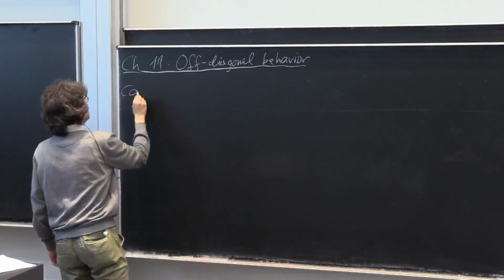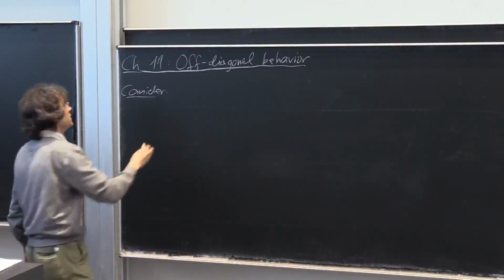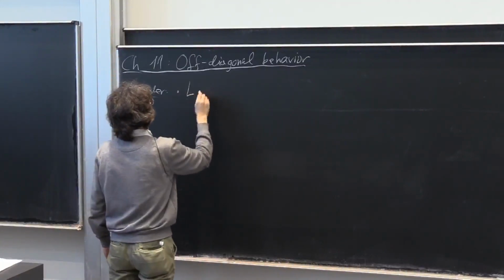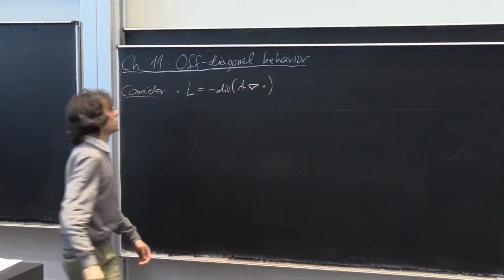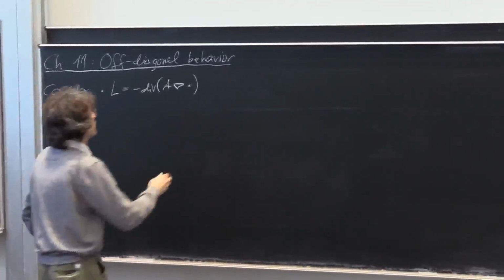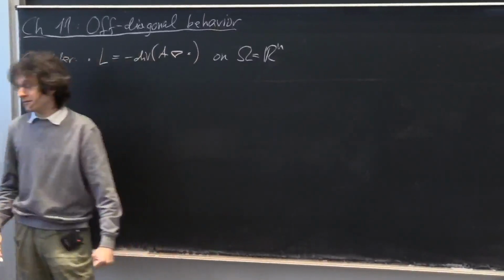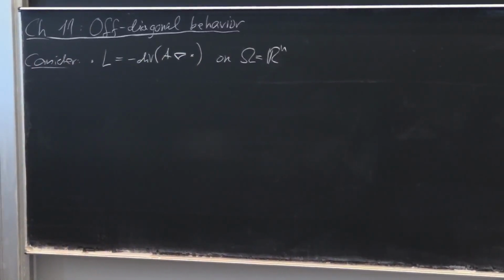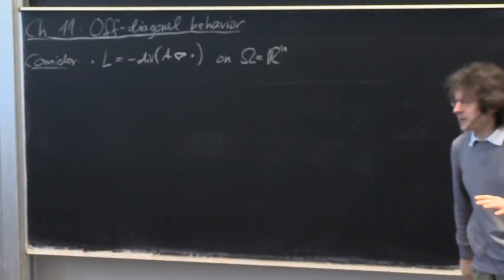We are still looking at the main actors of our course, which are the divergence form operators. So we have a minus divergence, some coefficient matrix A, gradient, and to make things easier and not to bother about boundary conditions, we will place ourselves in Omega equal R^n, and this will be the setting for the rest of the course. So we will always stay on the whole space R^n.